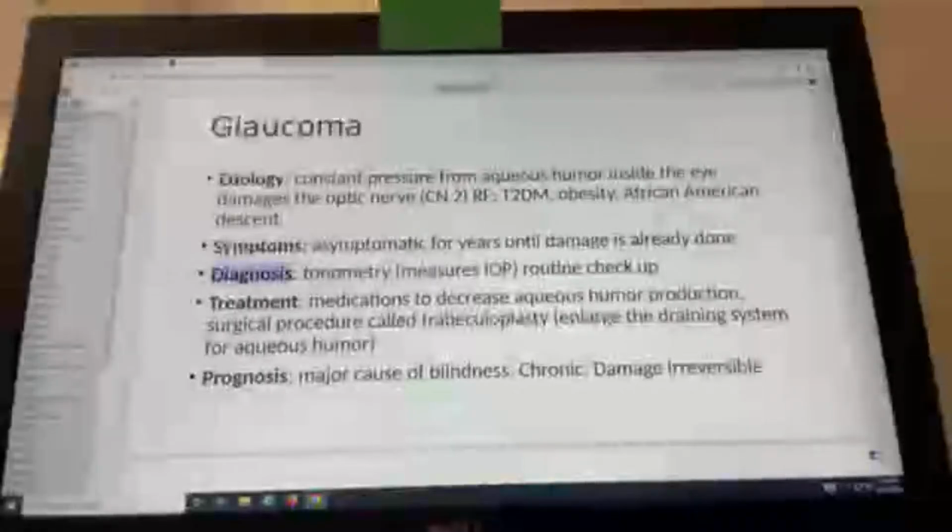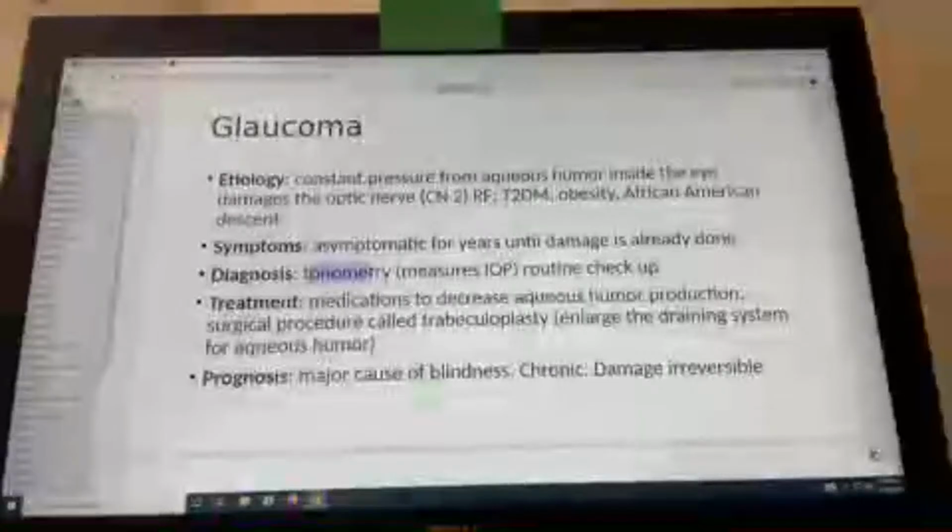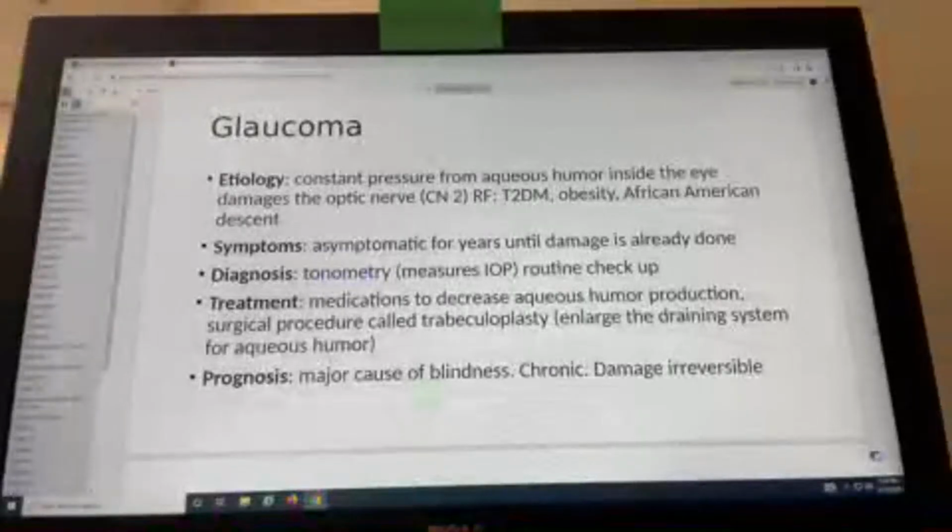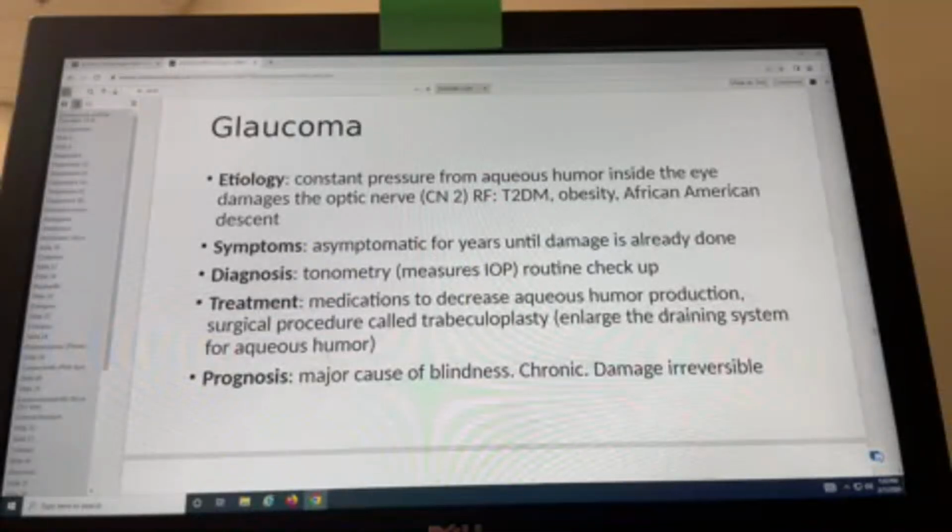Diagnostic wise, they usually just do routine tonometry tests where they do that little air puff on your eye to see how much pressure is there. And that's a really good thing to do because, like I said, you might not even realize you have this. Most people don't realize they have high blood pressure either until they get their blood pressure taken. So same idea.